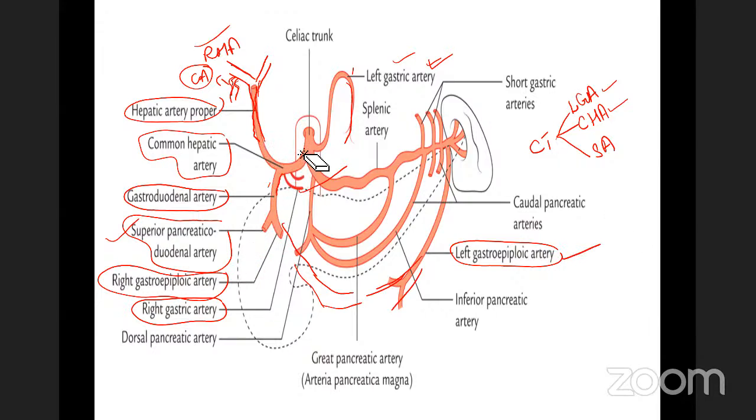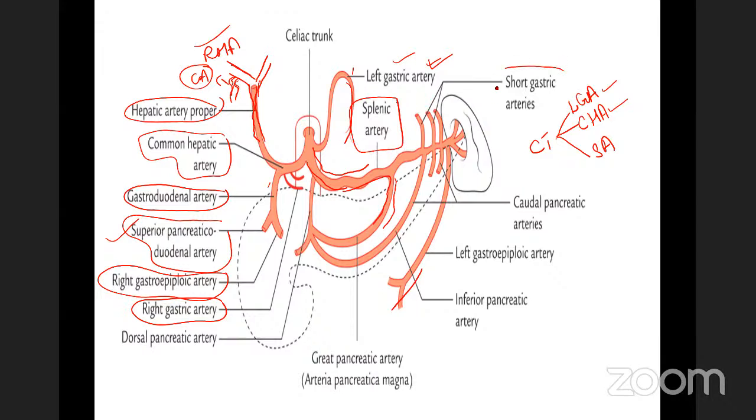Now we will discuss the splenic artery. Many MCQ questions have been asked on this. So, the very tortuous and thickest branch of the celiac trunk is the splenic artery. This is a MCQ question. Now, what are the branches of the splenic artery? It gives various pancreatic branches. It also gives short gastric arteries.